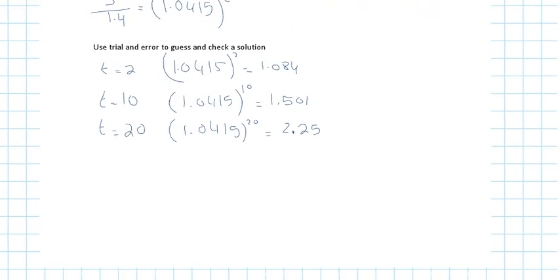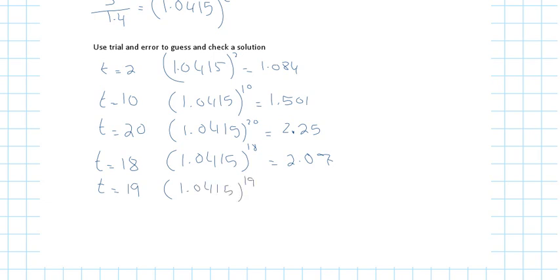Yeah. It's more than 18. No, it's 2.07. Maybe let's try 19. Because we know it's not 20 and it's not more than 20. We know it's close to 18, it is 2.07. So let's try 19. Yeah, it's 2.16. And then what is my answer?